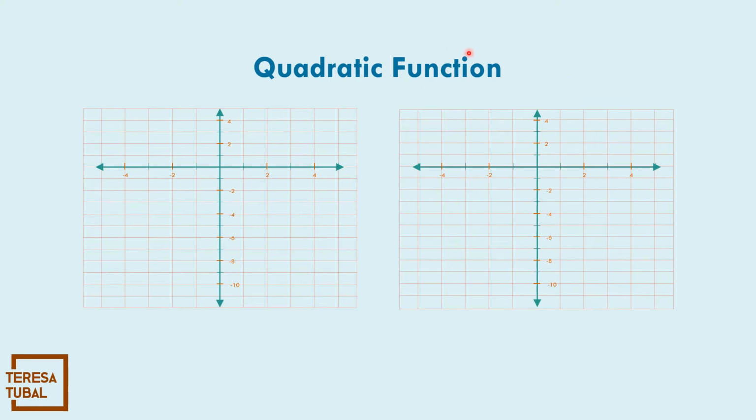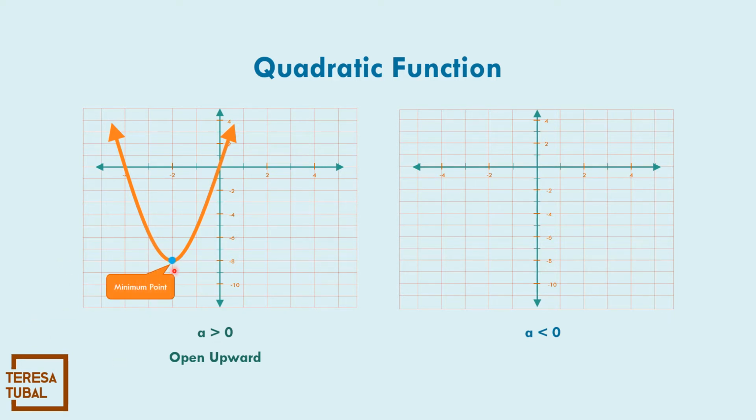So let us see if the parabola opens upward or downward. If the value of a is greater than 0, that is 1, 2, 3, 4, 1 half, 3 over 2, so it means the graph opens upward. So the parabola opens upward. If it opens upward, the point is the minimum point. So this is the minimum point.